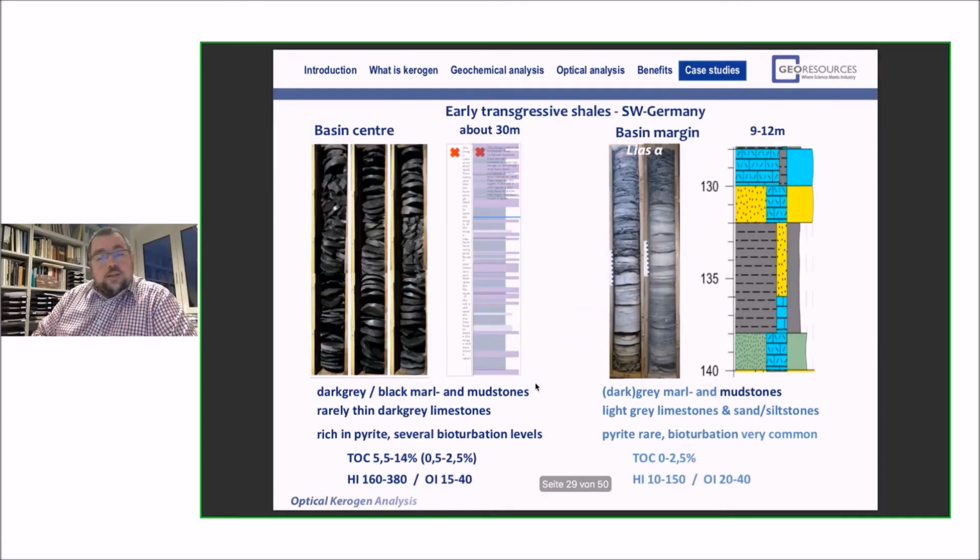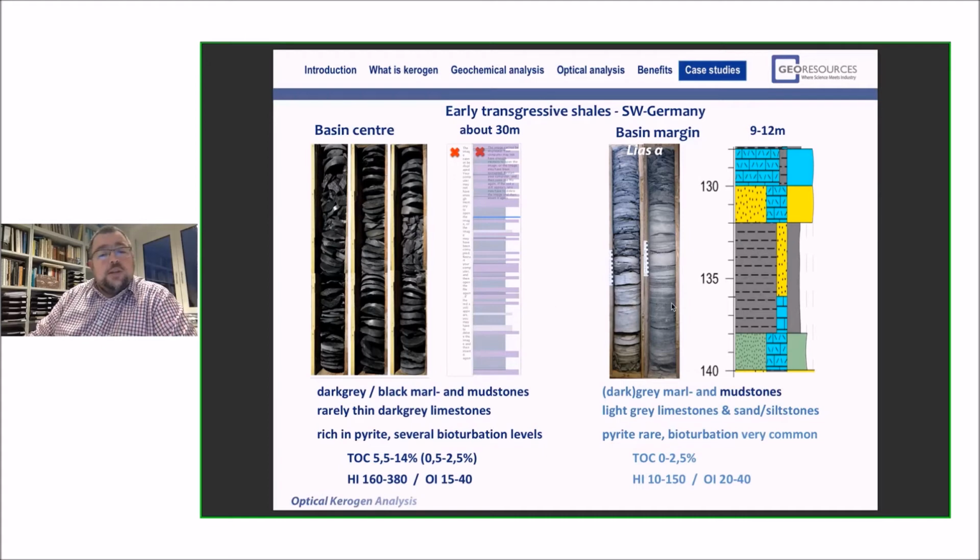This is the early transgressive shale. In the basin center, we see a clear black shale, dark gray black mudstones, rich in pyrite, bioturbation levels present, relatively high TOC, relatively high hydrogen indices. So that's what we expect from an oil shale like this.